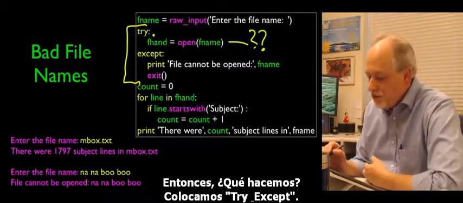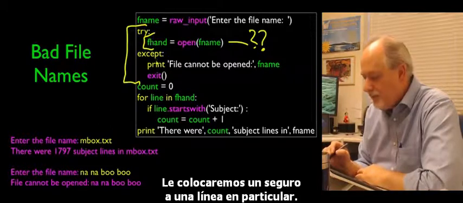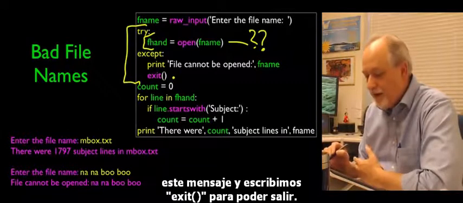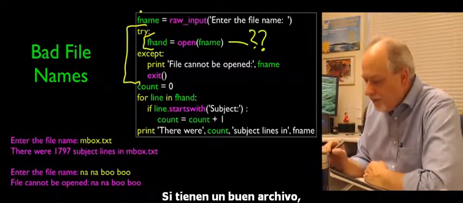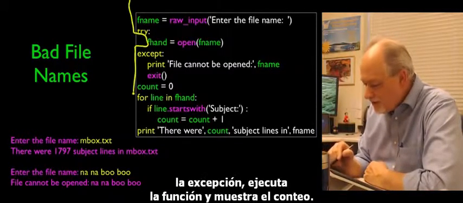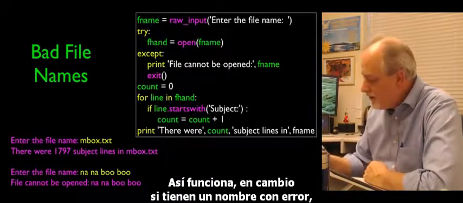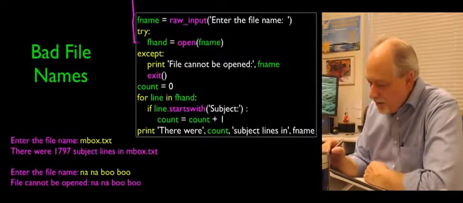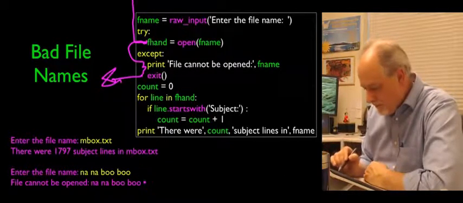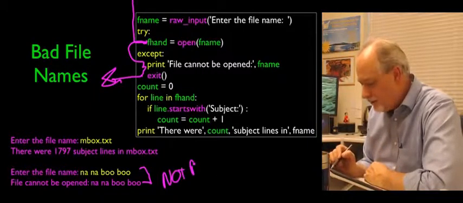So what do we do? We use try and except. We put try around that. We're going to take out some insurance on that particular line. And then if it fails, we're going to print this message and then say exit to get out. So if you get a good file, it works, skips the except, then runs the thing, prints out the count. That's what's happening here. If, on the other hand, you get a bad file, it comes here, open blows up, runs the except, prints this out, and then quits. So that's how this one works with a bad file. And now we know traceback, right?